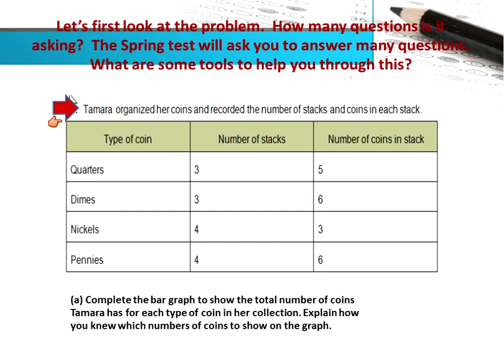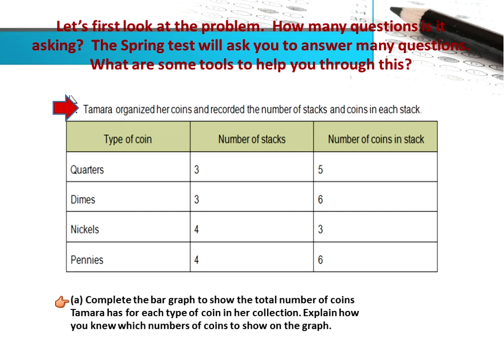What I like to do is talk about it as a group and take them through it. You're modeling for them what the process should look like. So here's question A. Complete the bar graph to show the total number of coins Tamara has for each type of coin in her collection. And here it is: explain how you knew which numbers of coins to show on the graph. If you notice here, this is when I would take my children and say, how many questions is this asking?